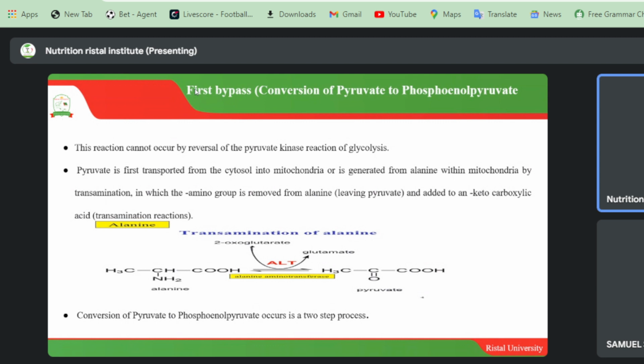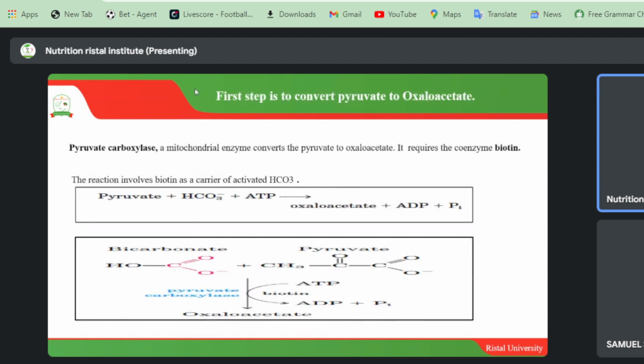The conversion of pyruvate to phosphoenolpyruvate occurs in two steps. It's not a single step that converts it. One of these is the step that involves pyruvate carboxylase. First, pyruvate is converted to oxaloacetate. Oxaloacetate, as you remember from glycolysis, is one of the intermediates with four carbons. This reaction requires biotin, and this biotin is a carrier of activated bicarbonate, or we can say hydrogen carbonate.